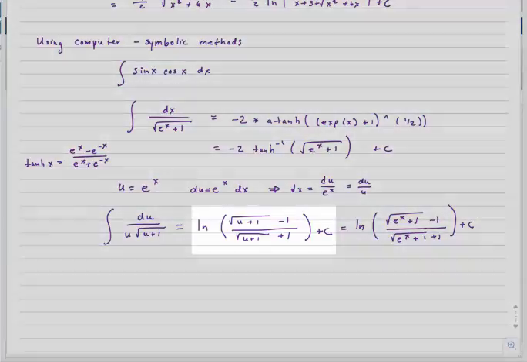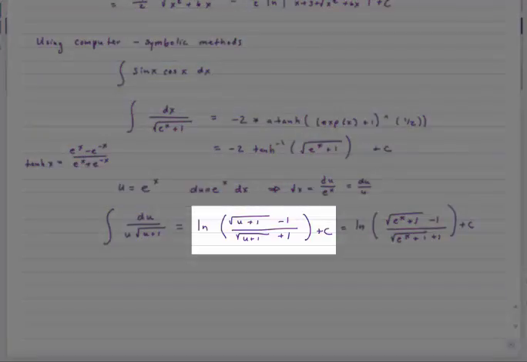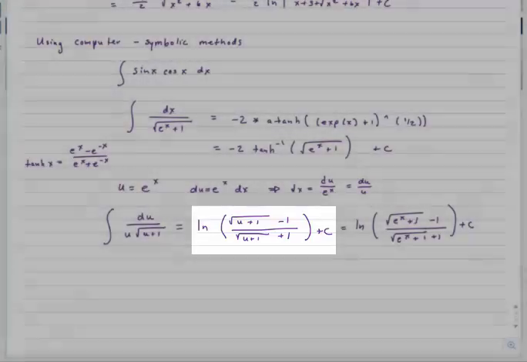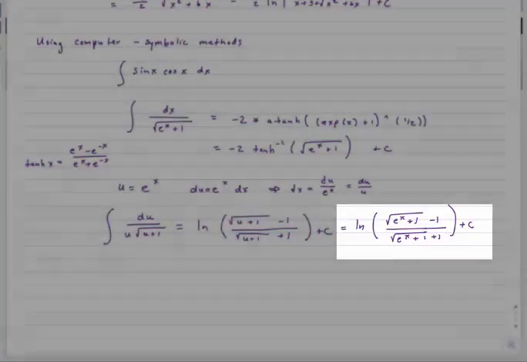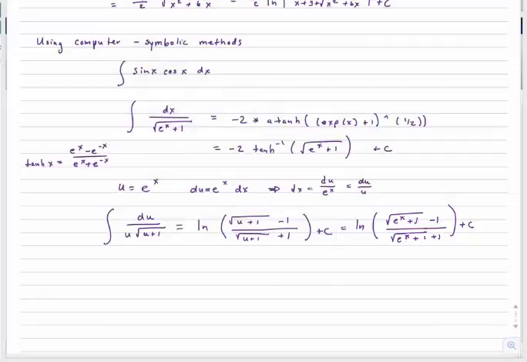That is in our integration tables, and that gives us this lovely thing. And then if I go back into the x world, I get natural log of the square root of e to the x plus 1, minus 1, divided by the square root of e to the x plus 1, plus 1, and again, plus c. So we do get answers from our computer methods, but they might not always be in the same form as what we would come up with doing it with pen and paper.